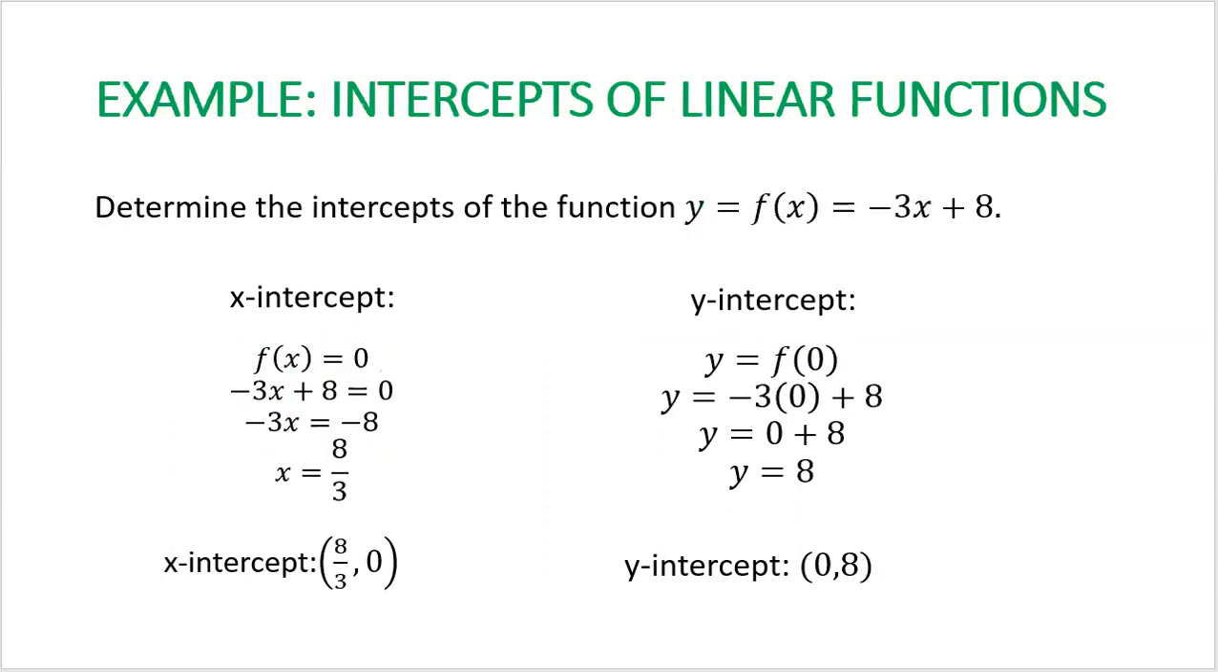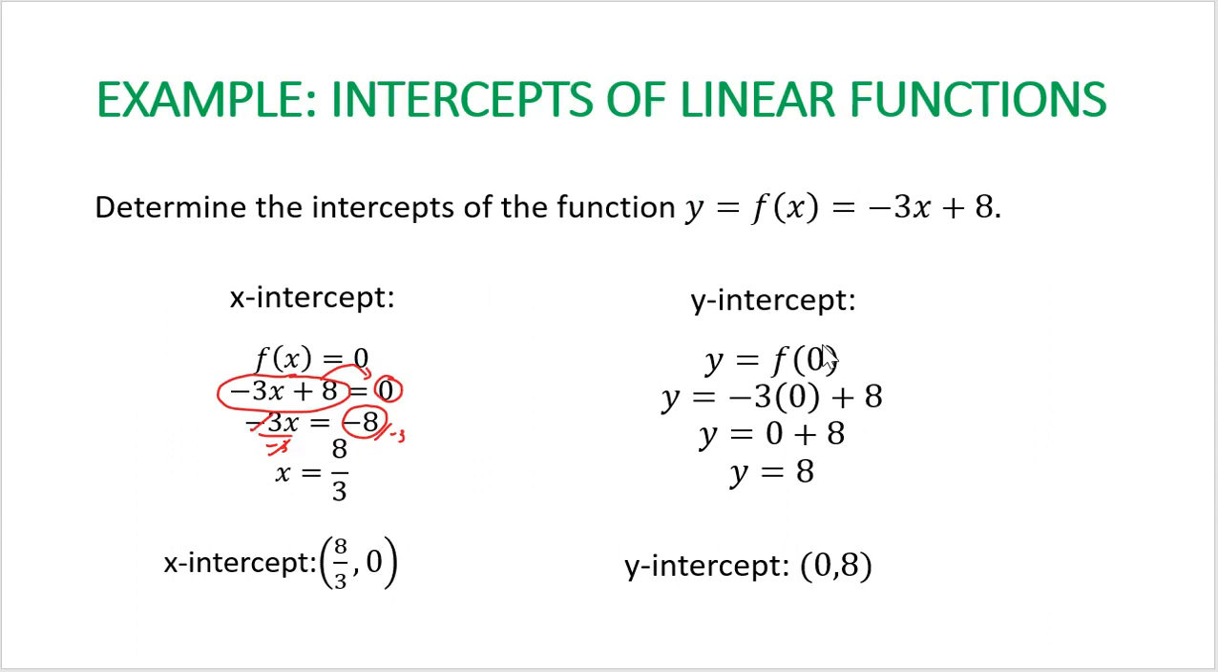So for example, let's determine the intercepts of the function y equals f of x equals negative 3 times x plus 8. Again, for the x-intercept, we equate negative 3x plus 8 to 0, and then solve for x. Transposing 8 to the other side will give us negative 8, and then dividing both sides by negative 3 will give us x is equal to negative 8 over negative 3, which is also positive 8 over positive 3. So the x-intercept has coordinates 8 over 3 comma 0.